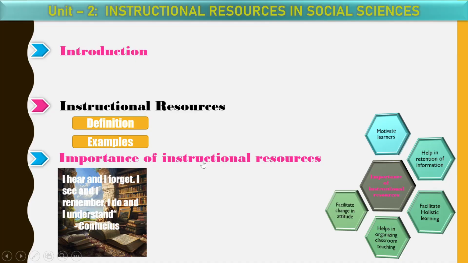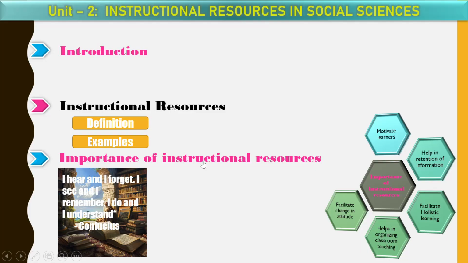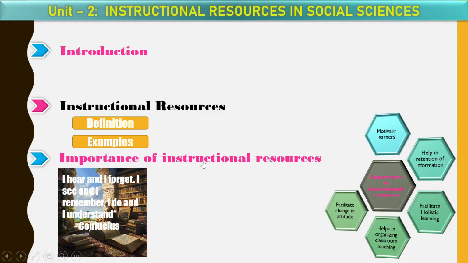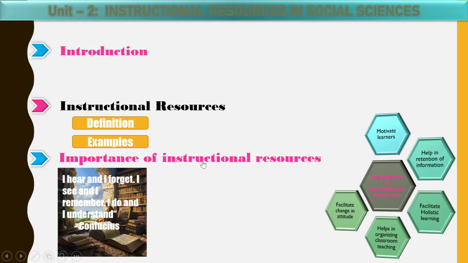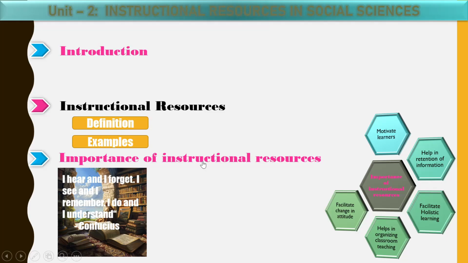Third one is facilitate holistic learning. You have read about Bloom's taxonomy of objectives. Learning objectives to be achieved through classroom teaching are in all domains: cognitive, affective, and psychomotor. Therefore, to achieve varied objectives, varied learning experiences need to be provided, which can be done through the use of effective instructional resources. Fourth point is help in organizing classroom teaching.